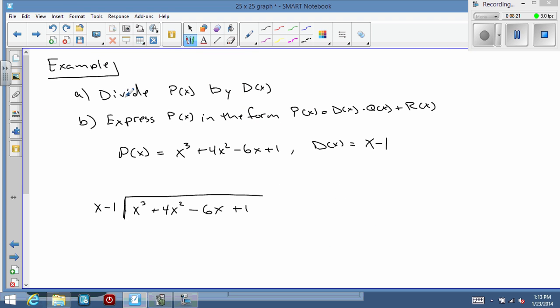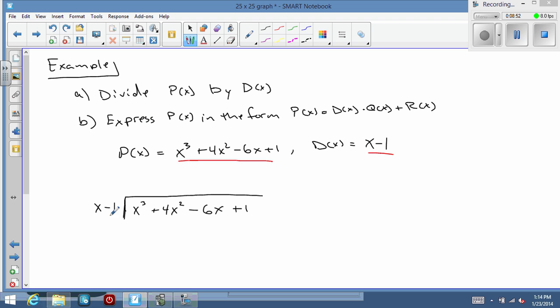So moving on to an example. This is just like the first couple problems in your homework. It says to divide p of x by d of x, and they give you here's p of x, and then here's d of x. We're going to set that up as x minus 1 divided into x cubed plus 4x squared minus 6x plus 1. Once we divide, we're going to give our answer kind of with that fraction, but then we're also going to express it in that division algorithm.